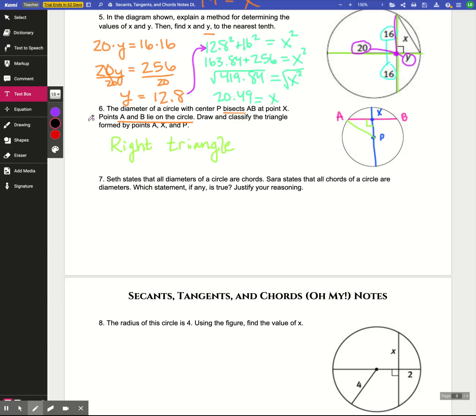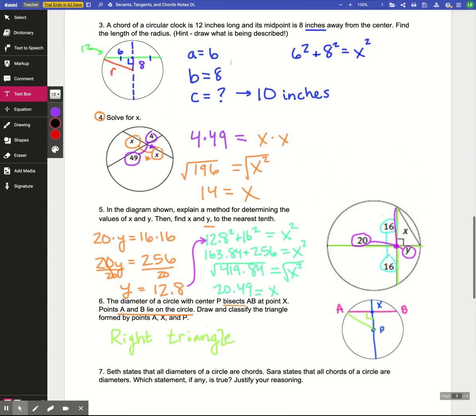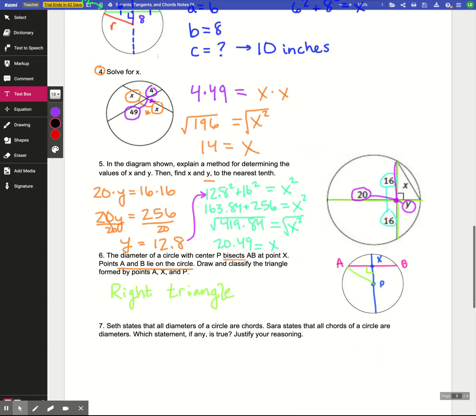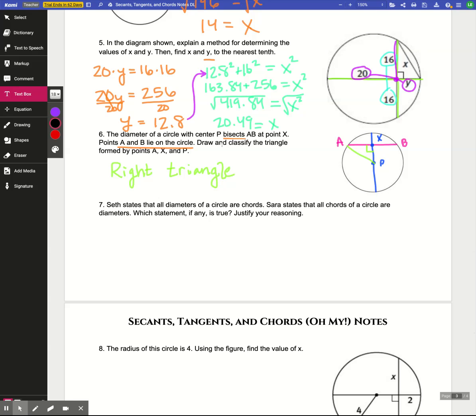So for number 6, this was another place where you had to do some drawing. I'm hoping that your drawing looks a lot like mine here on the right. It should look very similar to the drawing that we did in number 3. So we have a diameter of the circle, which I have drawn in blue here, for circle P, so that center point is point P, and it says it bisects AB, which is a segment, a chord, at point X.